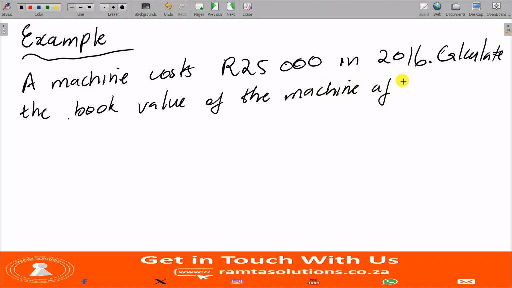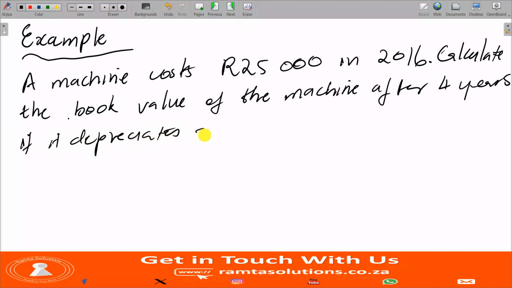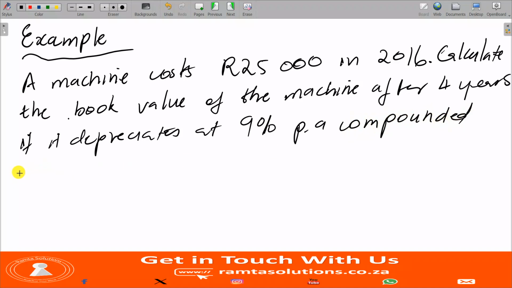After 4 years. If it depreciates at 9% per annum compounded monthly. It's fine to say at 9% per annum, okay? So let's calculate the book value of the machine after 4 years.